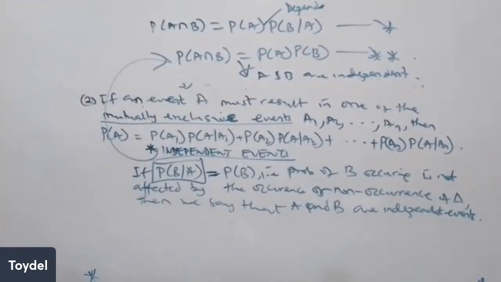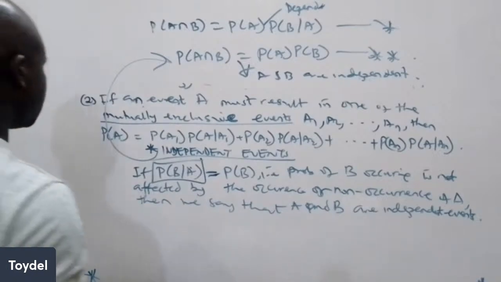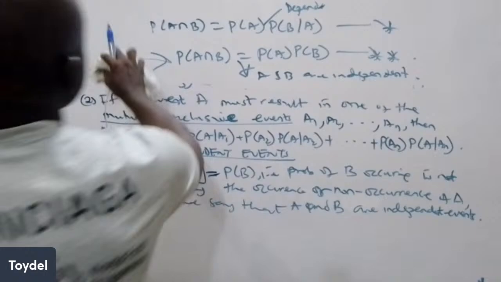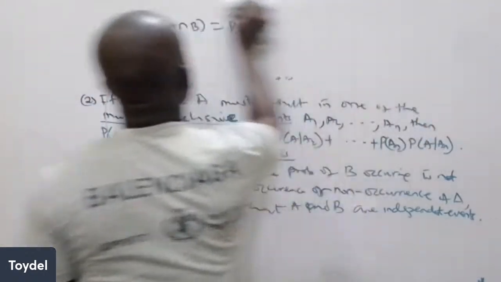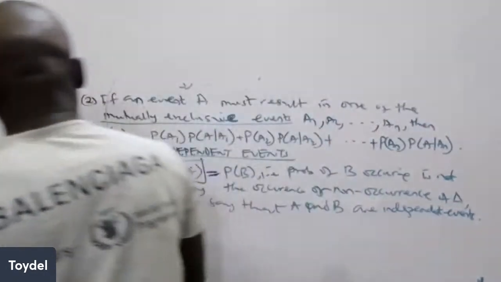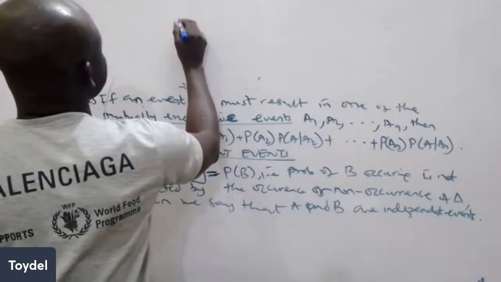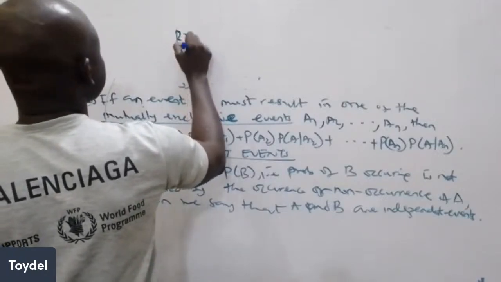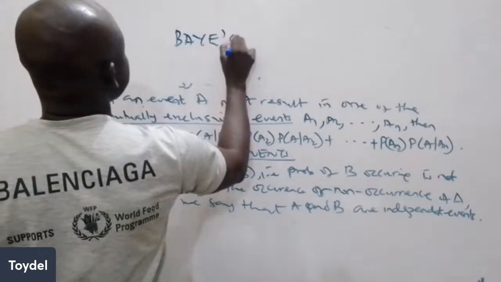Then there's what we call the Bayes theorem. The Bayes theorem is just the generalization of conditional probability. So that's what we call the Bayes theorem, the generalization of conditional probability. Let's just state the theorem. I might decide to skip the proof, but let's state the theorem. Bayes theorem.